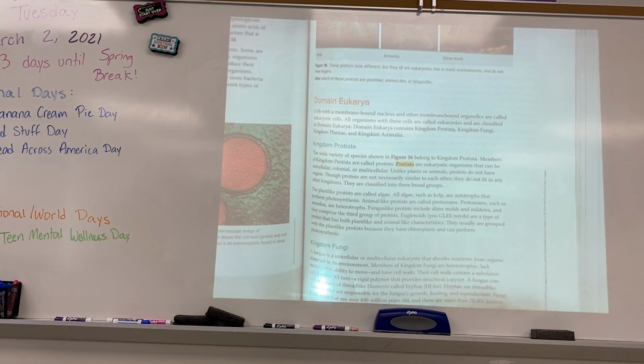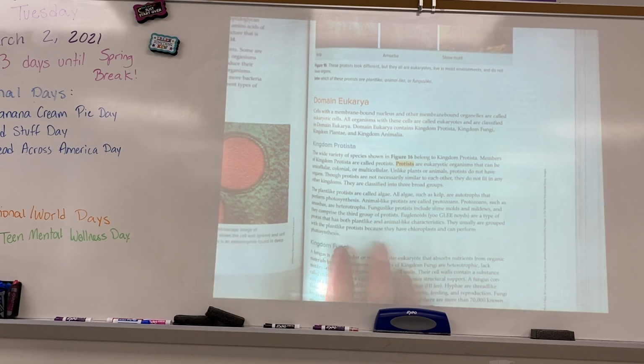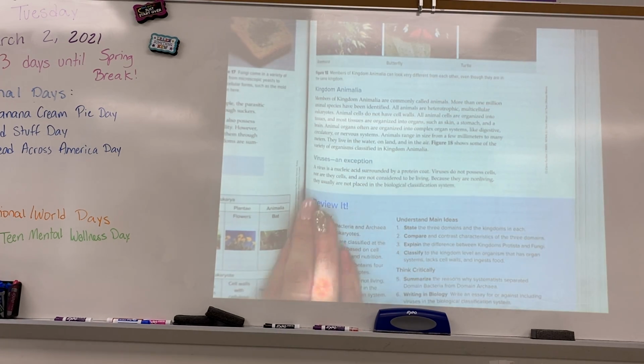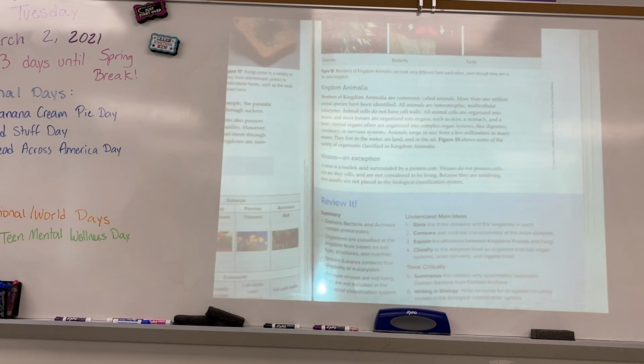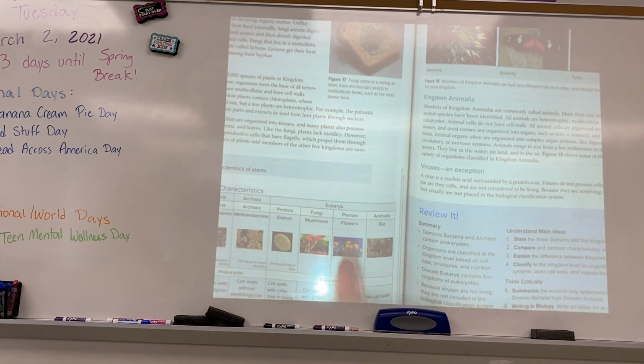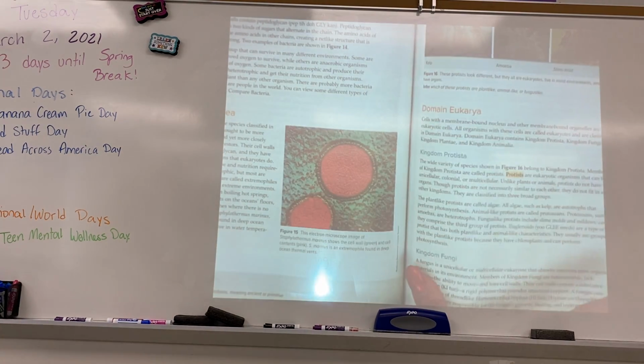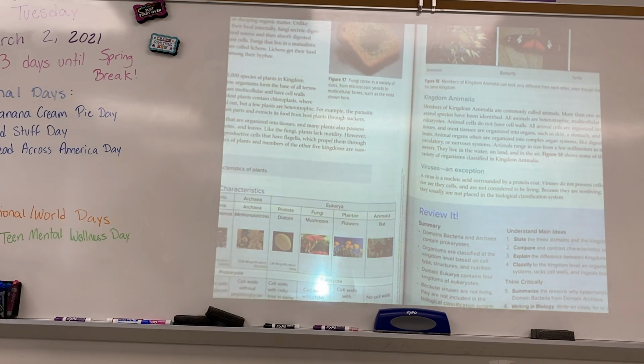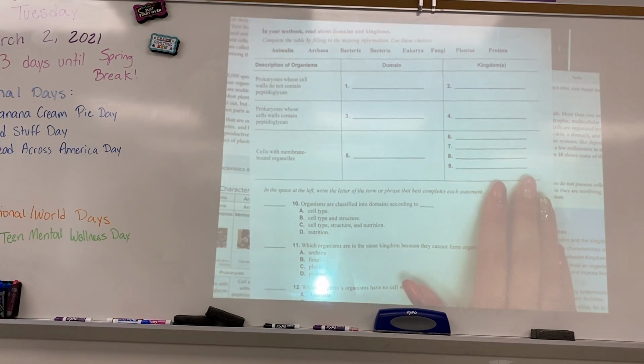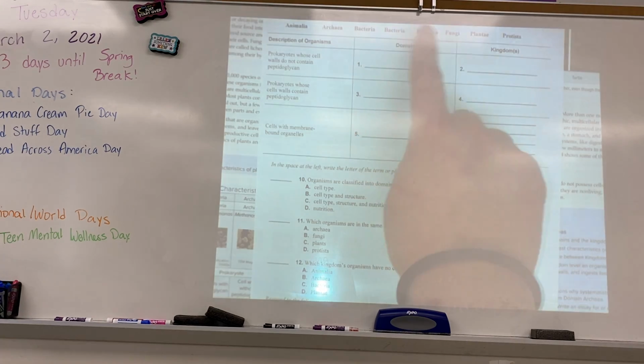So go ahead and skip to page 494. Pages 494 and 495 talk about each of the 3 domains and the kingdoms in each of those 3 domains. On page 496, there's also a table that looks a lot like the table that I had you copy for assignment number 2. You can use these 2 pages or this table, but you need to fill out this table on your worksheet using the words in your word bank.